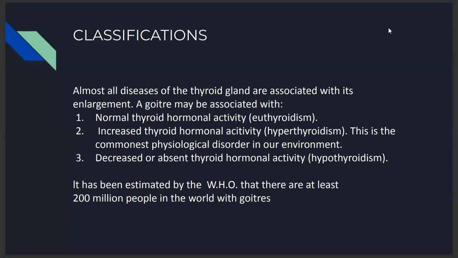Almost all diseases of the thyroid gland are associated with its enlargement. A goiter may be associated with, one, normal thyroid hormonal activity, which is known as euthyroidism. Two, increased thyroid hormonal activity, known as hyperthyroidism. This is the commonest physiological disorder in our environment. Three, decreased or absent thyroid hormonal activity, hypothyroidism. It has been estimated by WHO that there are at least 200 million people in the world with goiters.